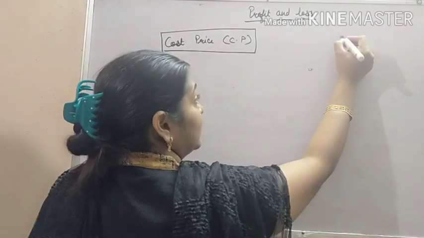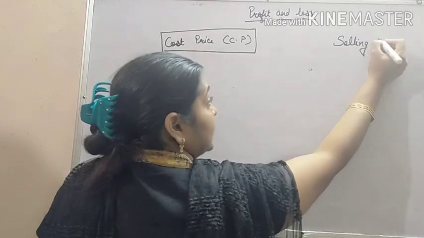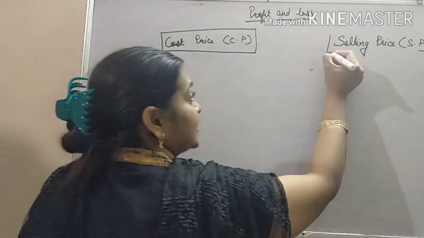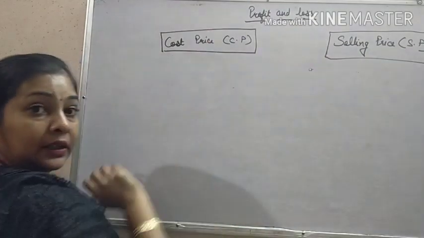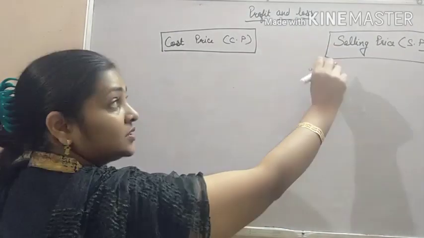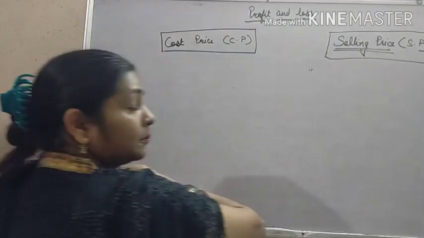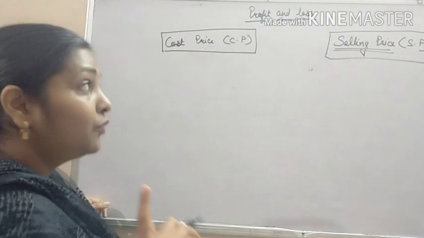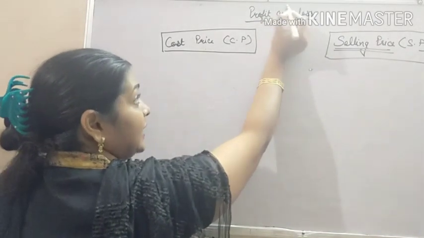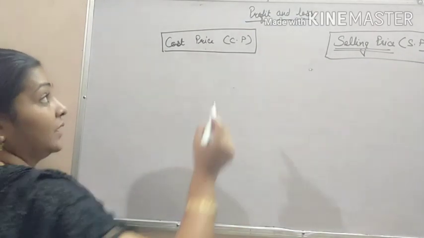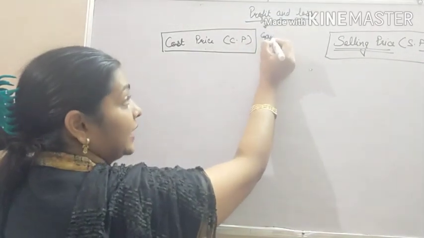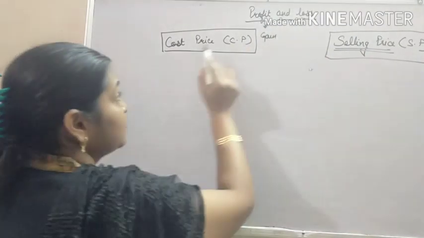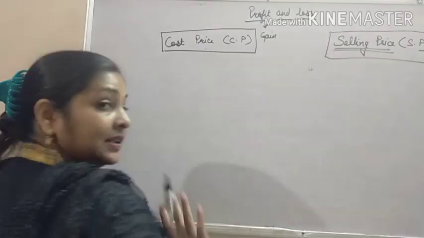The next important term is selling price. Selling price, also known as SP. Now, if you have purchased something, you need to sell it, and the price at which it is sold is known as selling price. These two terms, cost price and selling price, will tell you whether we have gained something or lost something. That's why profit is also known as gain. Profit or loss both depend upon cost price and selling price.